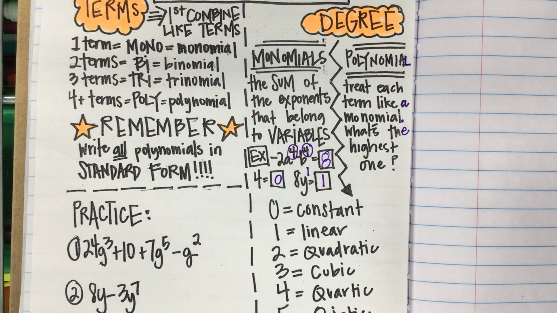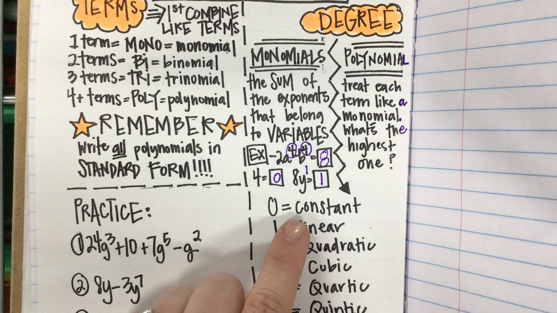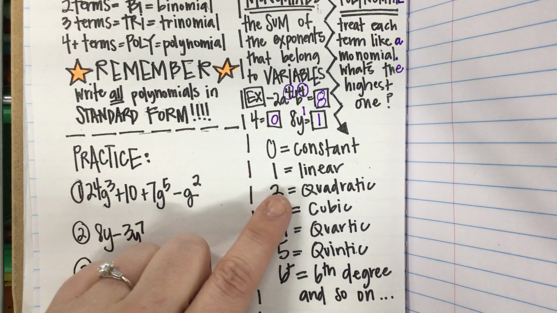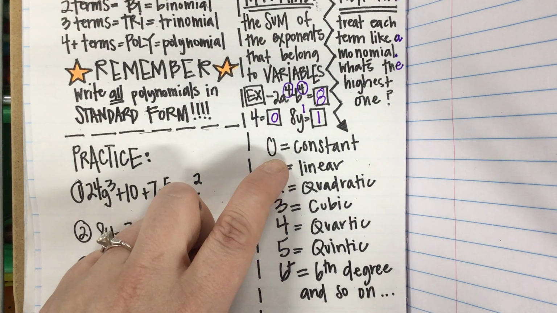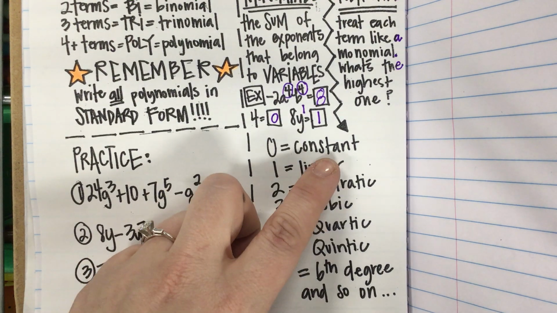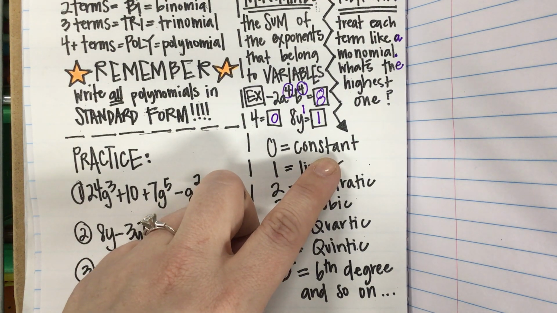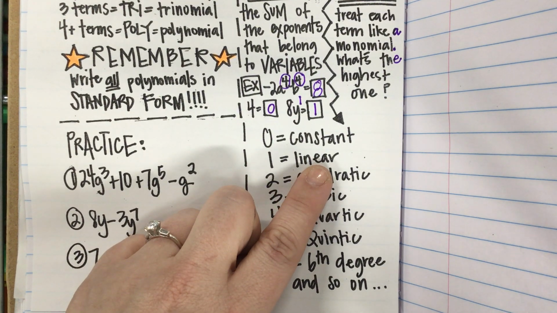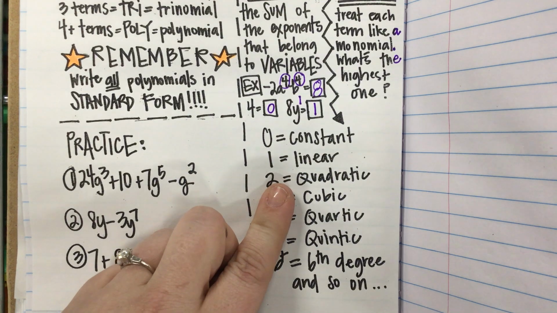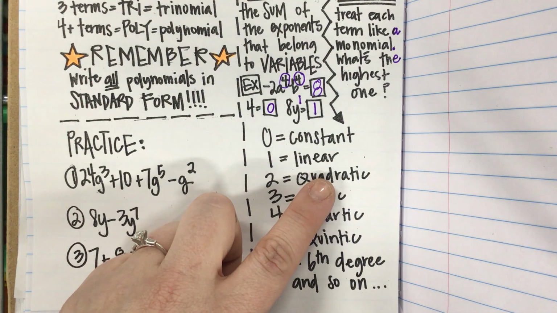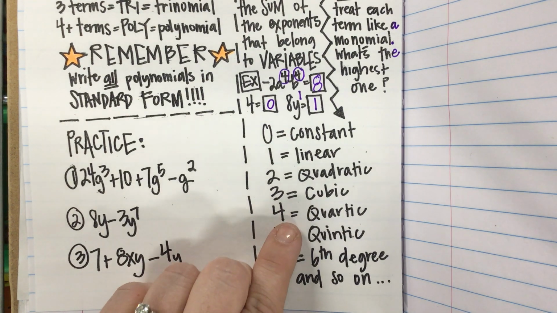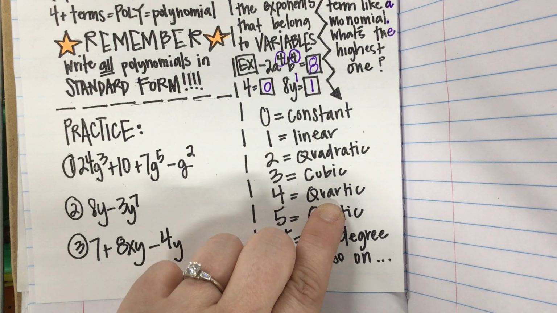So for number 1, it's 5. And this is why I gave you this already written out. It's not called the 0 degree or the first degree. If it's a 0 degree, it's called a constant. If it's to the first degree, it's called linear. Second degree is called quadratic. Third degree is called cubic. Fourth degree is called quartic.